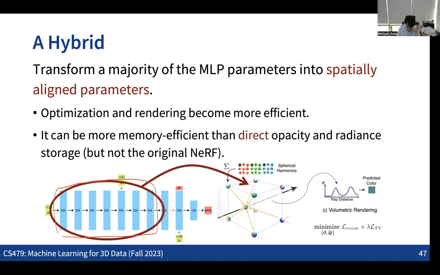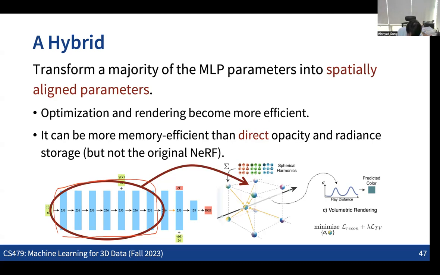These can now be considered as parameters which are spatially aligned with each of the regions. The limitation of the single MLP was that even when you update a single point in the 3D space, the parameters of the MLP need to be updated, right? Because the single MLP is representing the entire scene.